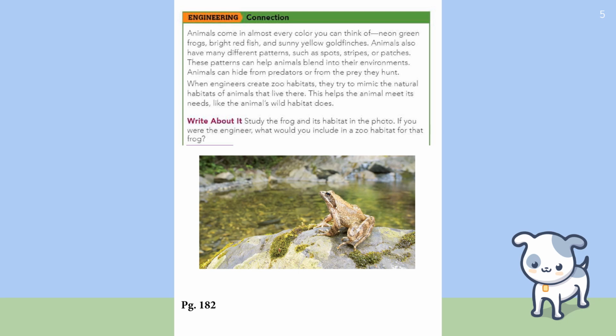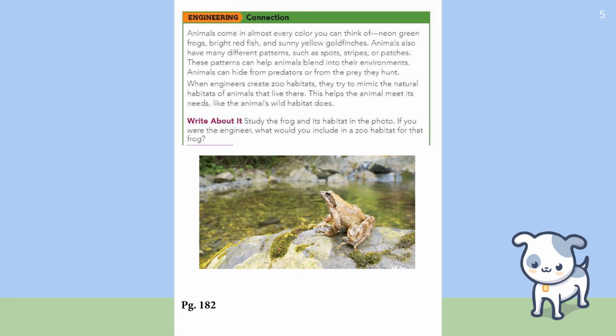When engineers create zoo habitats, they try to mimic the natural habitats of animals that live there. This helps the animal meet its needs, like the animal's wild habitat does. Write about it. Study the frog and its habitat in the photo. If you were the engineer, what would you include in the zoo habitat for that frog?